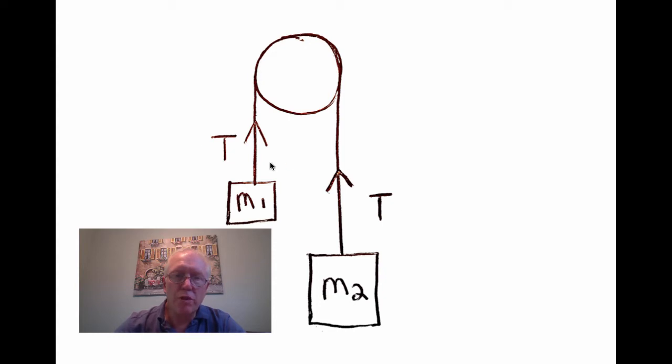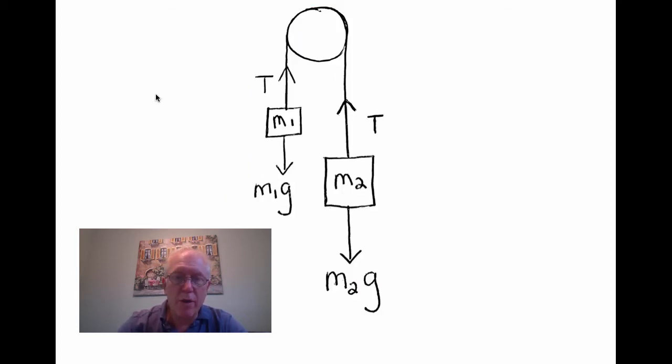Now, the tension will be the same. It's the same string, so I'm just going to call it T. I'm not going to distinguish between the two different tensions here. So the tension is pulling both masses toward the pulley. And that's not the only forces that are acting on the two masses.